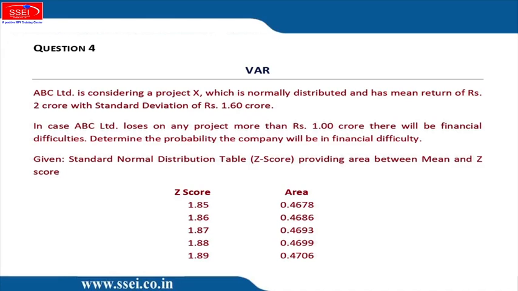This question is on the concept of normal distribution, and that is why everybody should know normal distribution. So we know that normal distribution is a bell-shaped distribution with 2 parameters, mean and SD. Mean in this sum is 2 crores, standard deviation is 1.6 crores. You should draw the normal distribution.